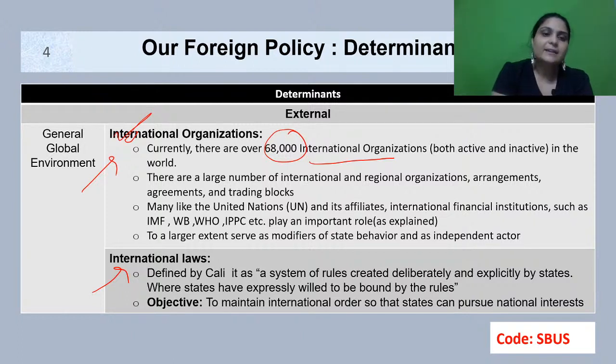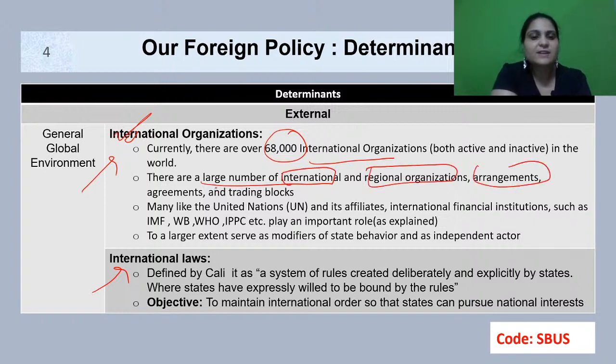And these international organizations are a large number of international and regional organizations, arrangements, agreements, and trading blocs. NATO, the EU, the Indian Ocean Rim that I talked about, NAFTA is there. SAFTA is there, the South Asian Free Trade Agreement, of which India is a part. The regional comprehensive trade agreement that we have, the IMF, World Bank, WHO, IPCC. I will discuss these organizations in a little more detail in the coming slides.